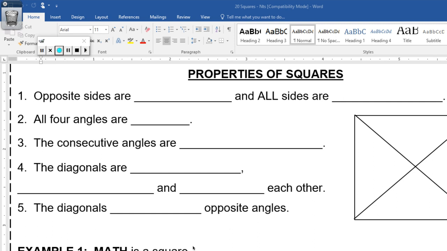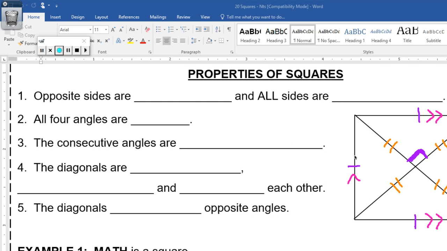So now we're going to look at our square here on the right, and I'm going to put the marks for our square. We have all sides are congruent. We have opposite sides to be parallel. We have diagonals are perpendicular. Perpendicular means we are making a 90-degree angle here in the center. They're also congruent, and they bisect each other. That means that we make 4 equal pieces with the diagonals.